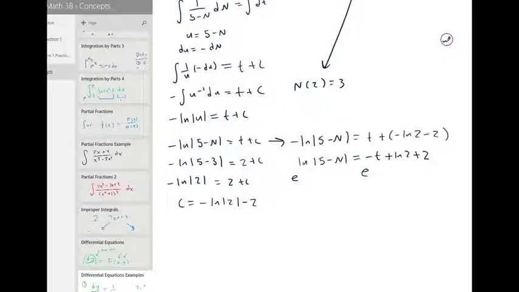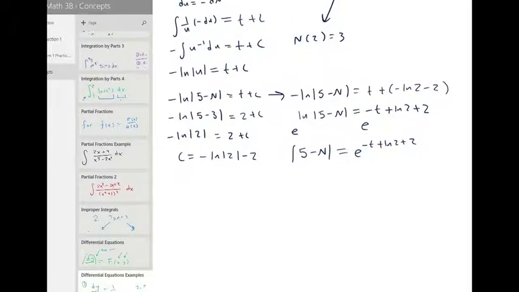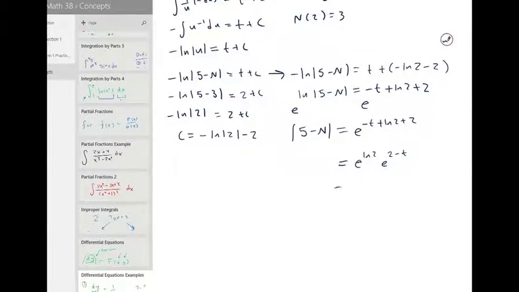The e and the ln cancel because they're inverses, and we get 5 minus n equals the absolute value of e to the negative t plus ln 2 plus 2. If we use our exponent rules, we can make this e to the ln 2 times e to the 2 minus t. e to the ln 2 is just 2. So on the right side we have 2 times e to the 2 minus t, and on this side we have the absolute value of 5 minus n.